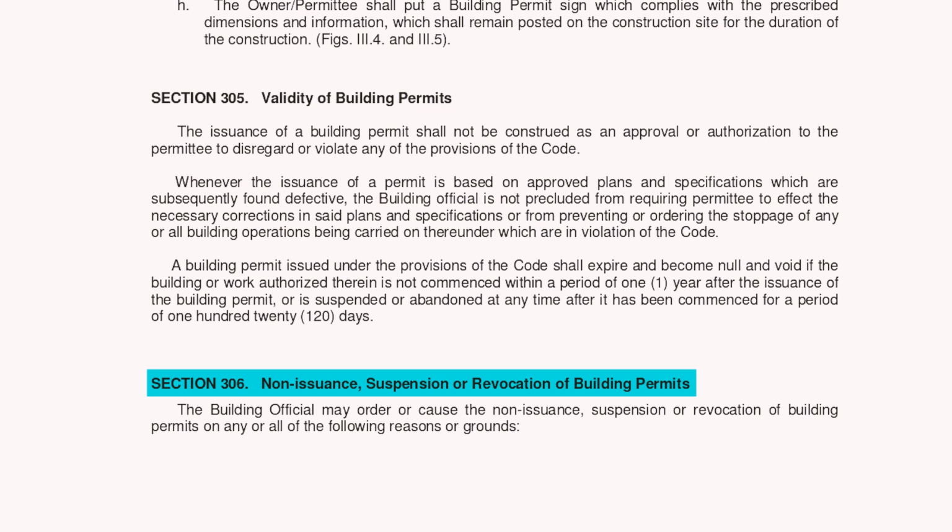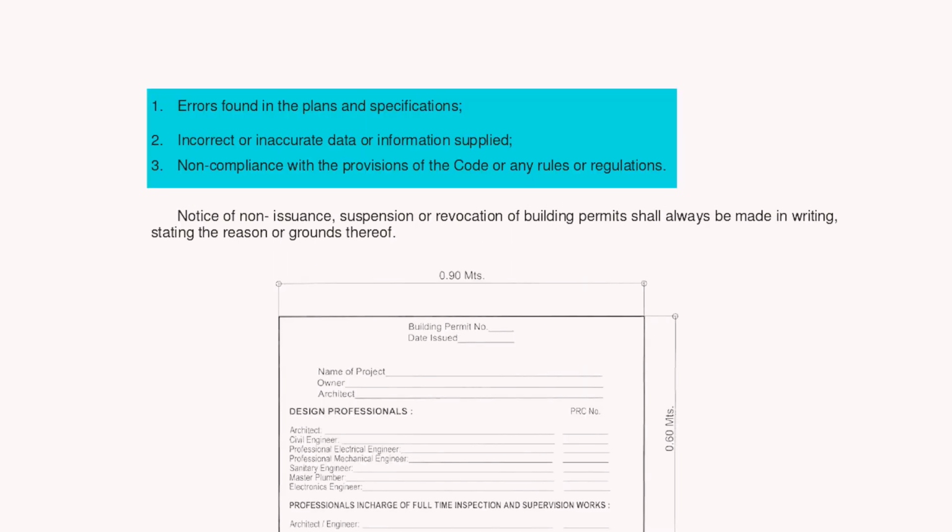Next, non-issuance of the permit, suspension of the permit, revocation of the permit. The building official has this power to not issue, to suspend, or to revoke permits for the following reasons. Number one, may errors sa plans and specs, valid reason yan. Second, may maling data na na-declare, maybe mali lot area, mali building area, mali building height na na-declare. Reason yan to not issue or to suspend or revoke permits. And pinaka-obvious yung last, non-compliance with the building code. Obviously, kapag mayroong violation ng building code, pwede kang hindi bigyan ng permit or pwede i-suspend or i-revoke yung permits later on.